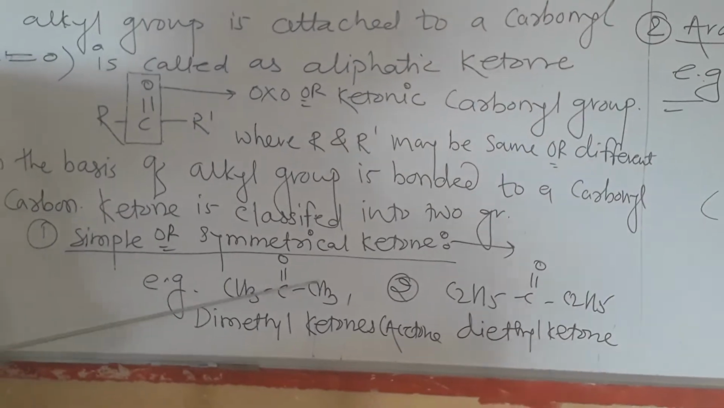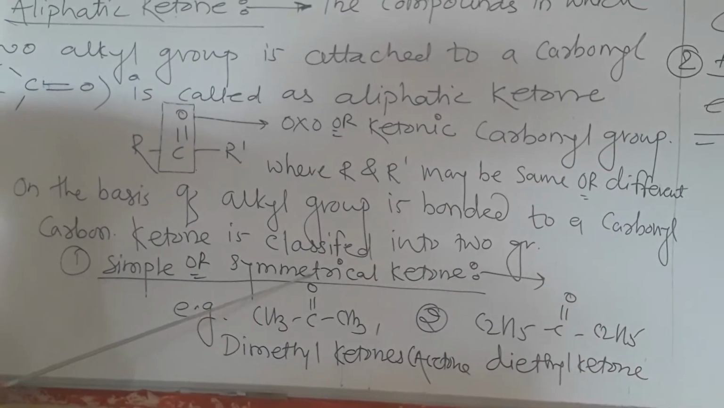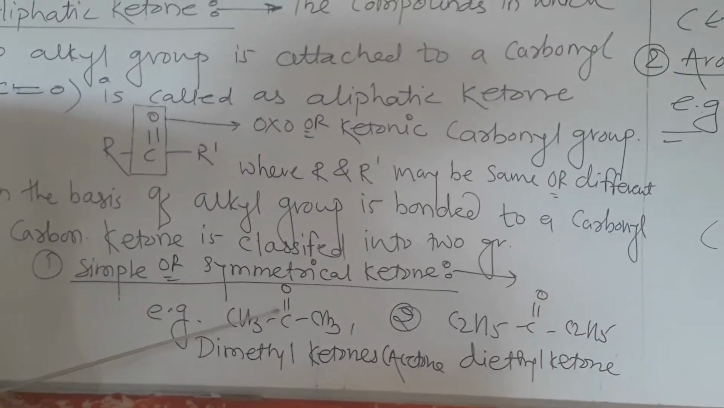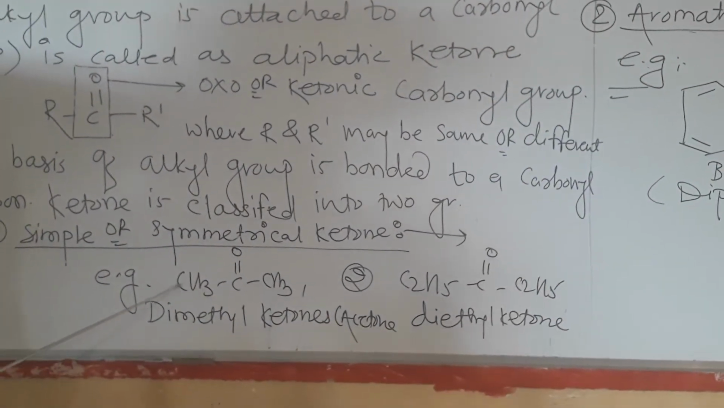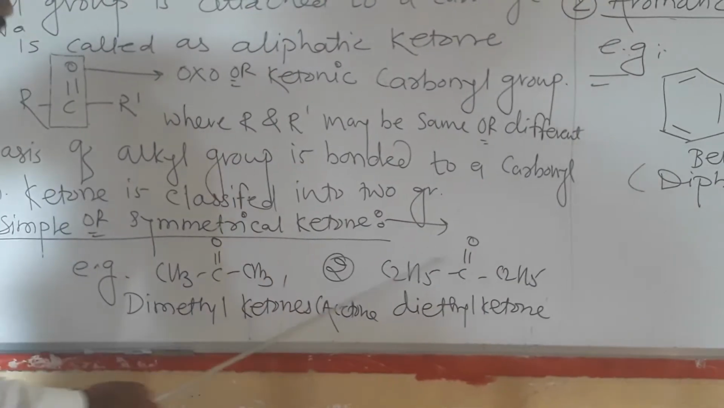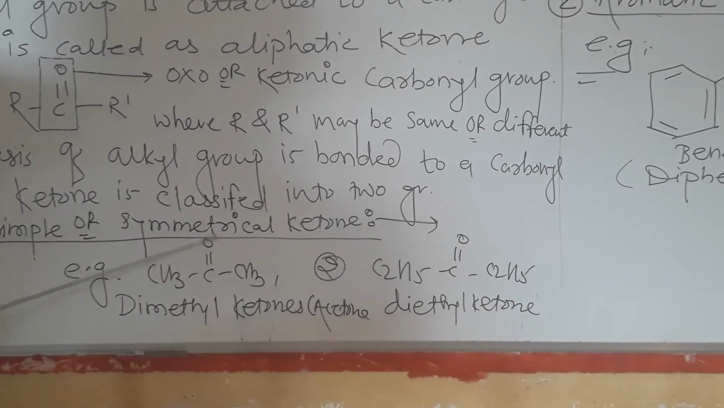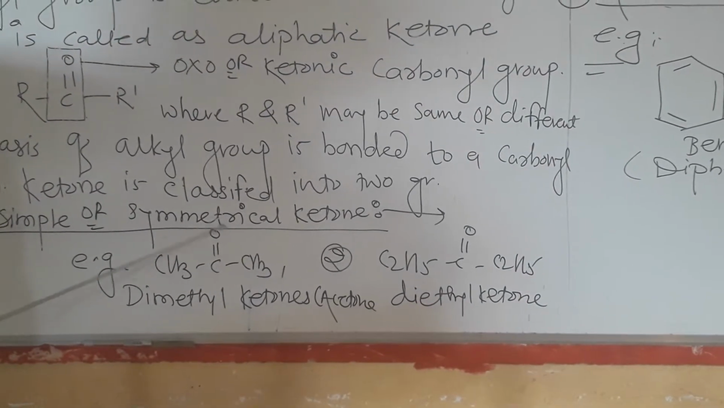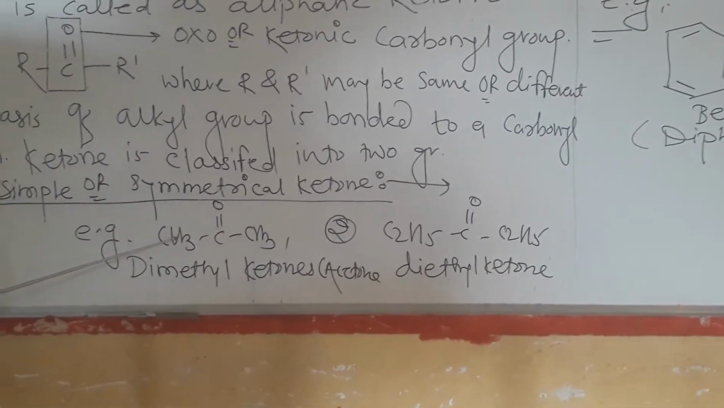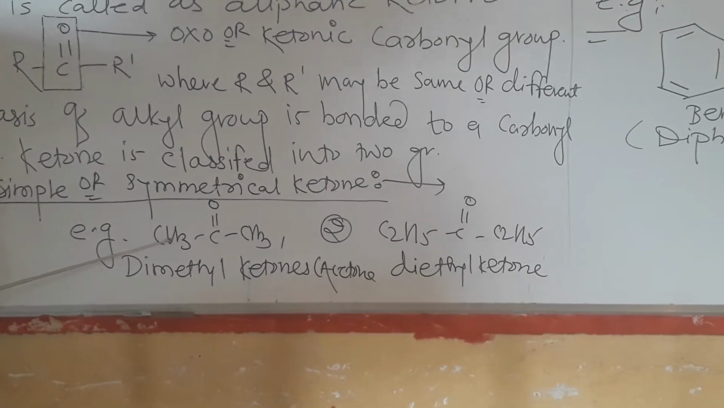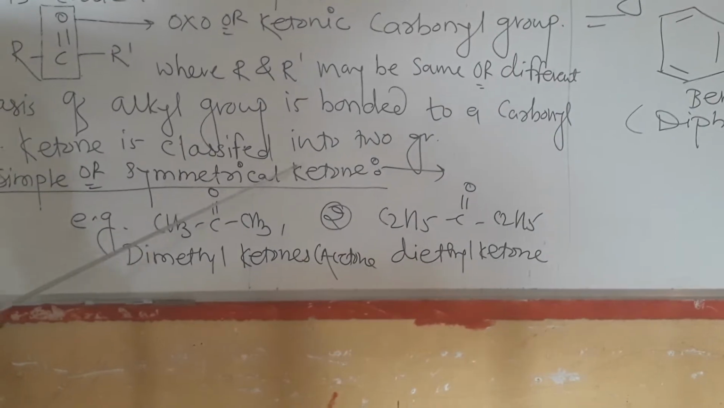Look at these two examples. That is the carbonyl group. On both sides of the carbonyl group there is an alkyl group, and these alkyl groups are the same or identical. It means both sides of the carbonyl group of the ketone have the same alkyl group. It is known as a simple or symmetrical ketone.